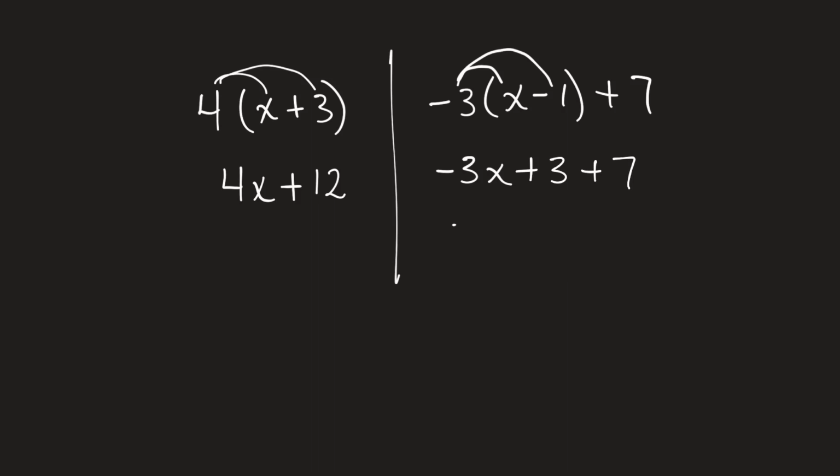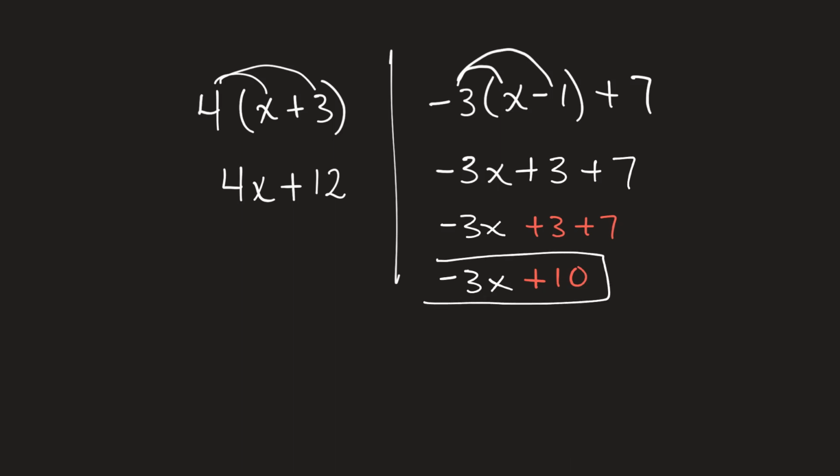Now, I'm going to rewrite this. Negative 3x, and I have plus 3 plus 7. So we can see the 3 and 7, those are constants. They don't have variables there. We can add those together. 3 plus 7 is 10. And then we have negative 3x. And this is our final simplified answer. And this one, that is a simplified answer as well.